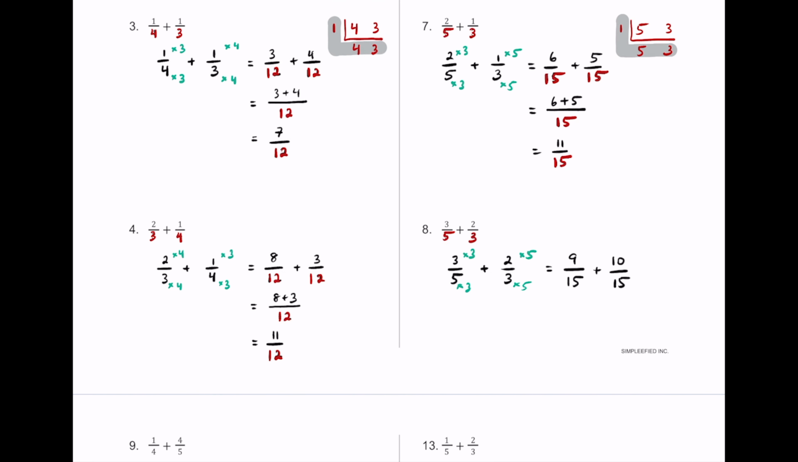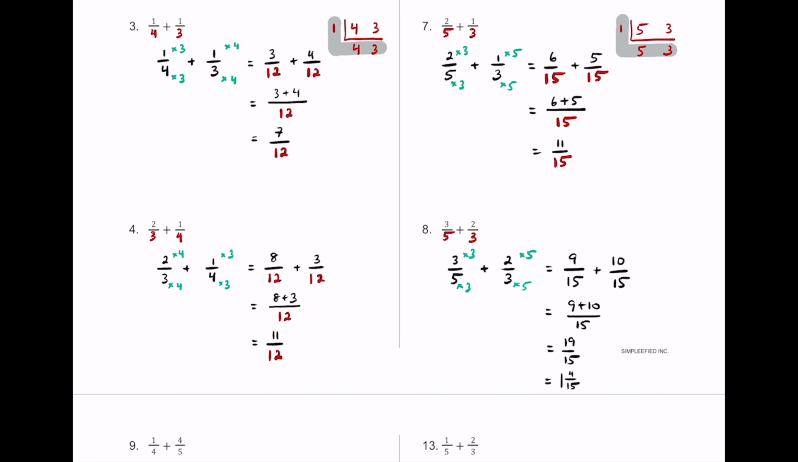So 9 over 15 plus 10 over 15 is going to be 9 plus 10 over 15. 9 plus 10 is 19, so we have 19 over 15. And as a mixed number, that's going to go in, what, one time? So 15 fits into 19 one time with 4 left over, so that's 4/15.